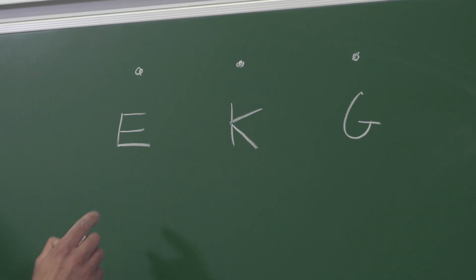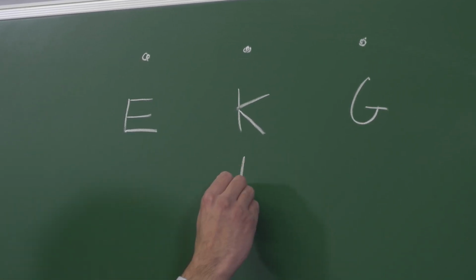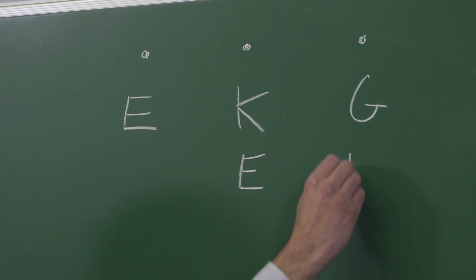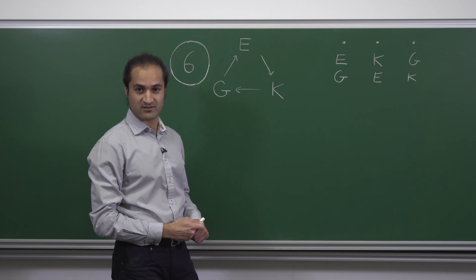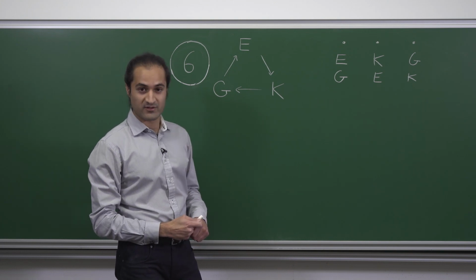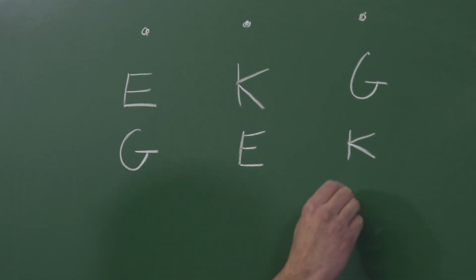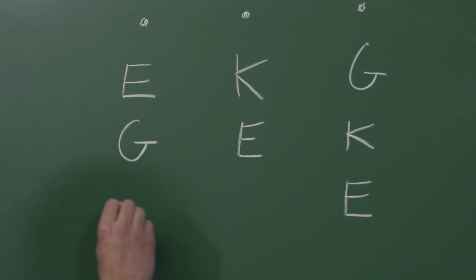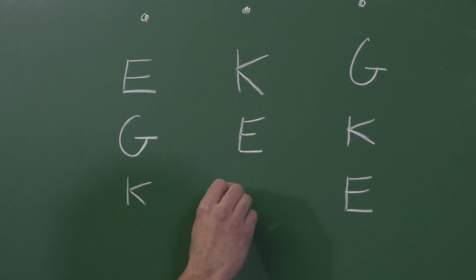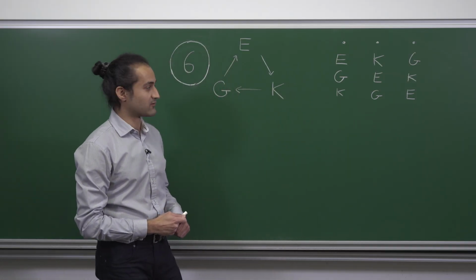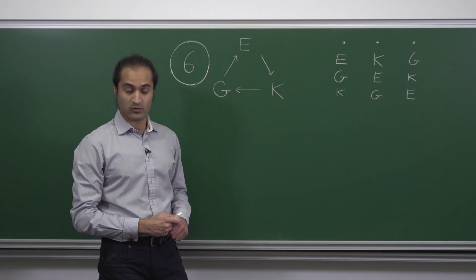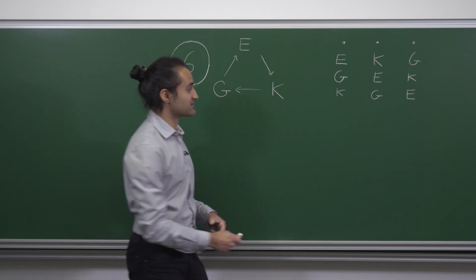If we apply it once, the E moves to here, the K moves to here, and the G moves to here. And we have another permutation of the penguins. Apply it once more. The E moves to here, the K moves to here, and the G moves to here. Another permutation of the penguins. And if we apply it one more time, something unusual happens.